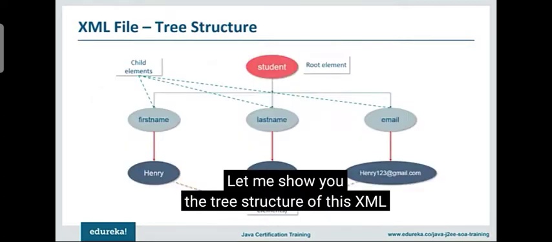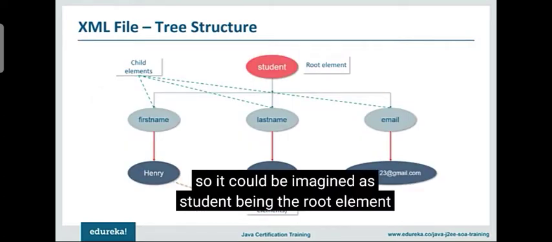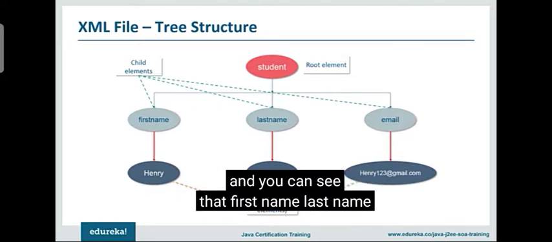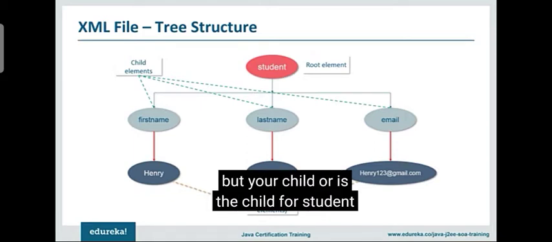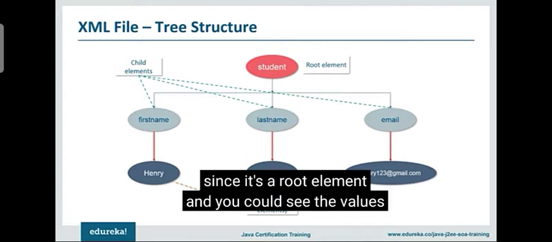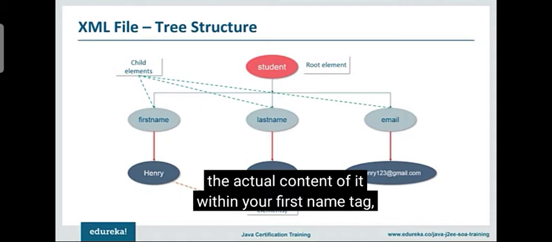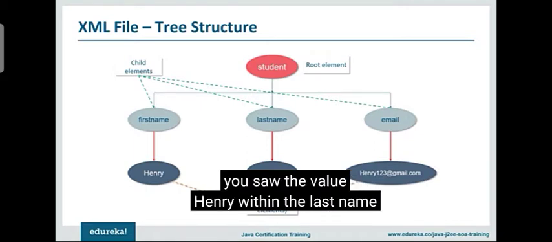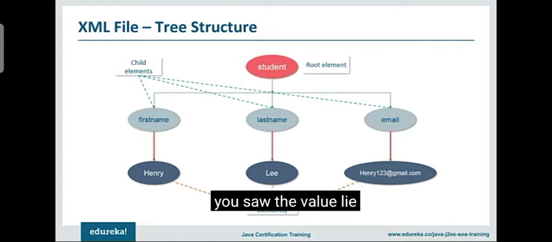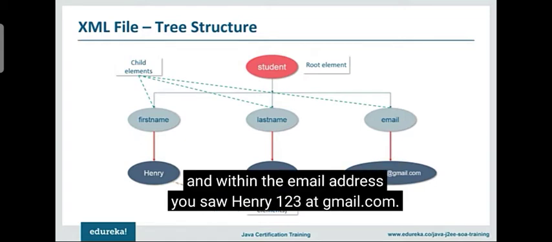Let me show you the tree structure of this XML. So it could be imagined as student being the root element, and you can see that first name, last name, and email are the children of student, since it's the root element. And you could see the values, the actual content of it. Within your first name tag, you saw the value Henry. Within the last name, you saw the value Lee. And within the email address, you saw henry123@gmail.com.